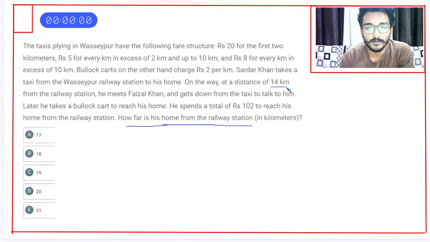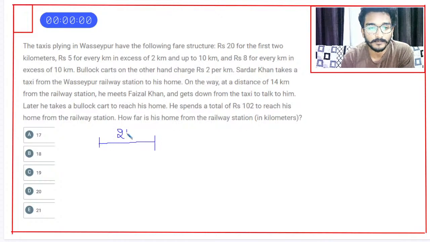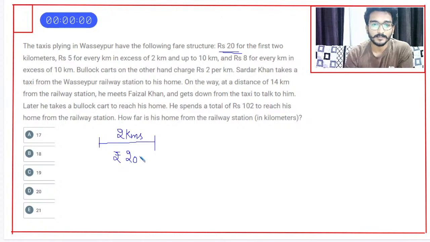So he has already traveled 14 kilometers. So what is the meaning? First of all, let's understand. So he's saying that for the first 2 kilometers, the charge is fixed, rupees 20. It is not 20 rupees per kilometer. It is 20 for 2 kilometers.